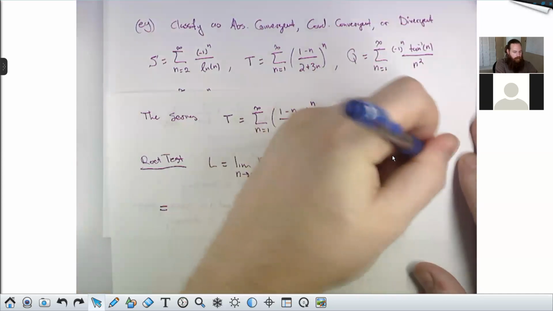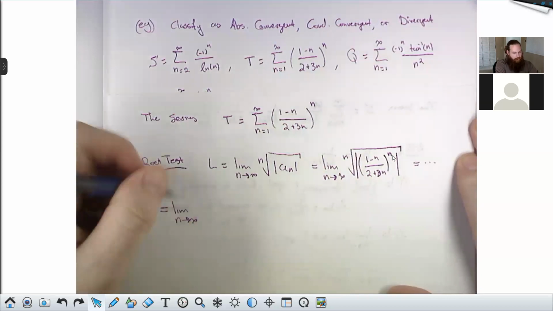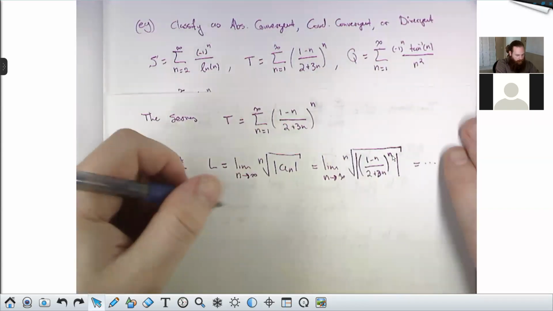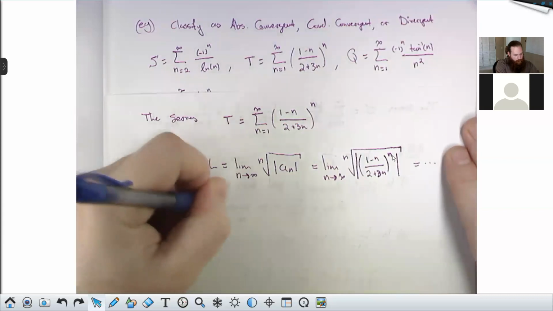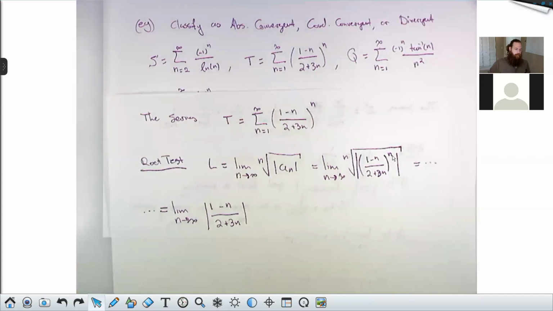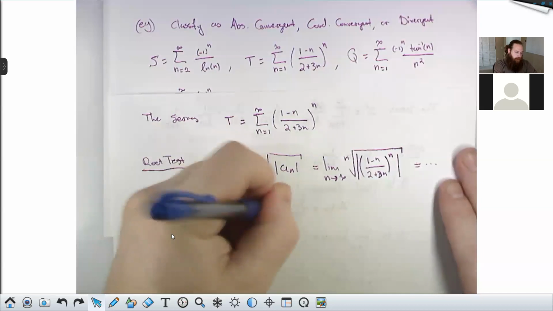So equals dot dot dot equals limit as n goes to infinity. The nth root and the nth power cancel, and so you just get the absolute value of 1 minus n over 2 plus 3n. Now, what is this limit? Remember, the absolute value is a continuous function, so I can shove my limit inside.